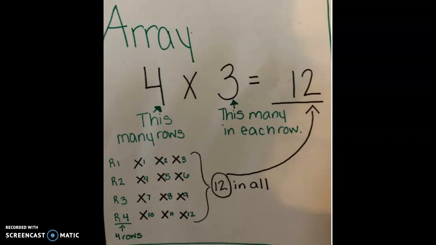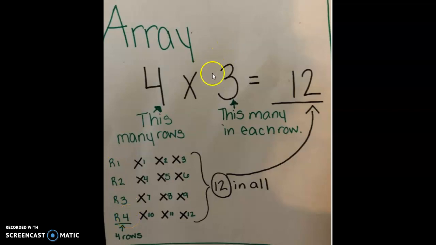So, we again have the same problem, 4 times 3, and we're going to figure out how much that equals. So our first number that we look at is 4. And the 4 here tells us how many rows we're going to have in our array. So notice here I put R1, R2, R3, and R4, just so that I know I have 4 rows.